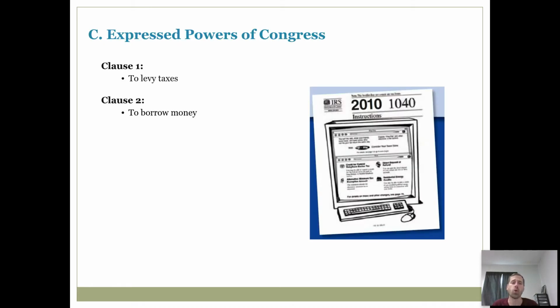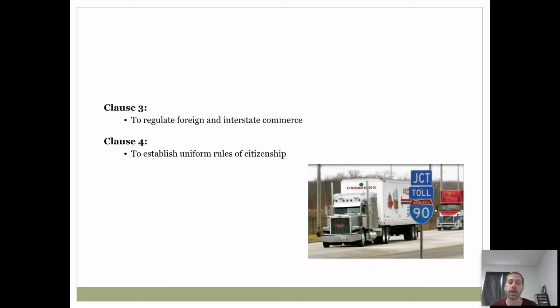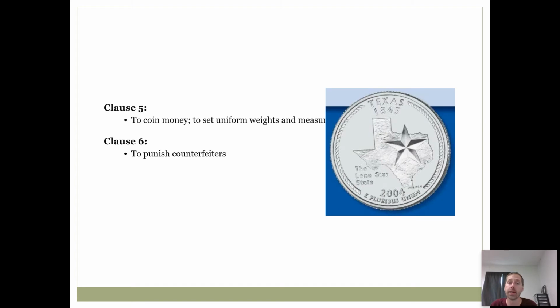So in Article 1, it's Section 8 of the Constitution. Article 1, Section 8 lists the powers of Congress, and it's literally a list. Congress shall have the power to, number 1, levy taxes. 2, to borrow money. 3, to regulate interstate commerce. 4, to establish uniform rules of citizenship. So how do you become a U.S. citizen if you're not born here? That's number 4. Number 5, to coin money.